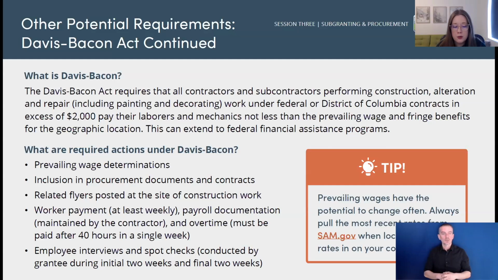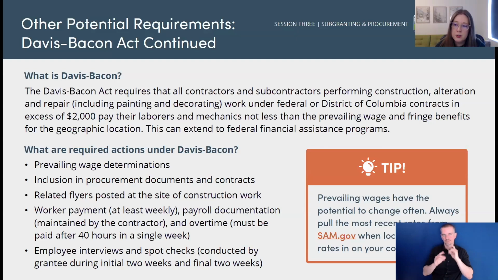Employee interviews and spot checks. These have to be completed by the grantee, and they have to be completed during the initial 2 weeks and final 2 weeks. This is a little bit more complex, but the contractor has to make all people who are working on the site of the project available for interviews.